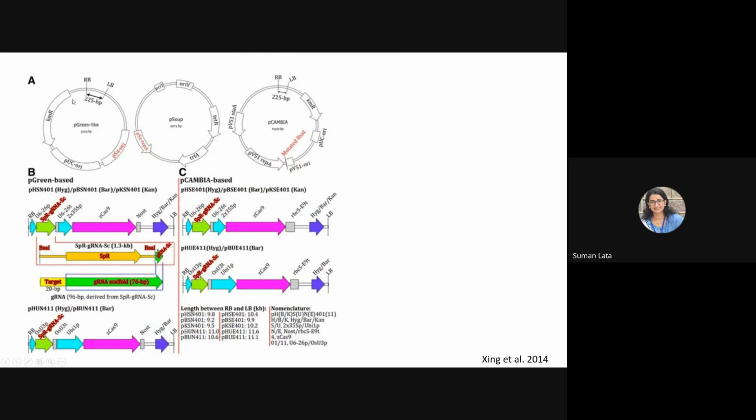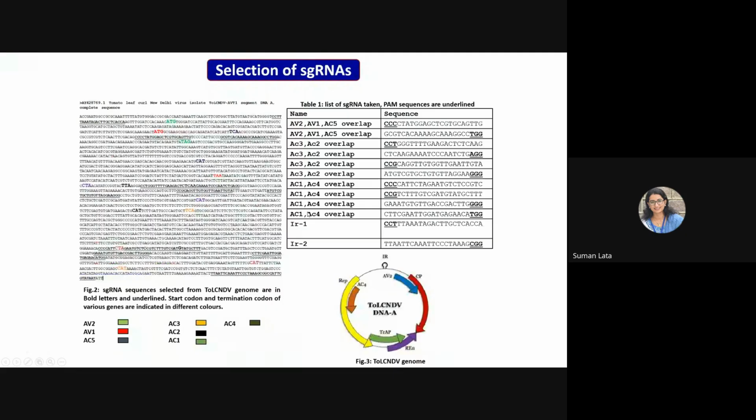These are the different vectors which have been used: the pGreen based vectors and the pCAMBIA based vectors have been used for the CRISPR experiments. So this is how we perform the experiment.